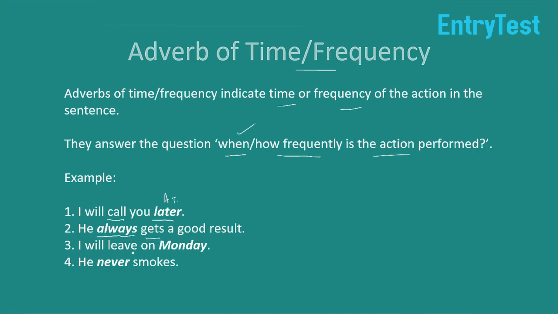Next, I will leave on Monday. So basically the word Monday here is telling me a particular time, a particular day of leaving. So it is also an adverb. Next, he never smokes. So similarly to always, never can also be an adverb of time.